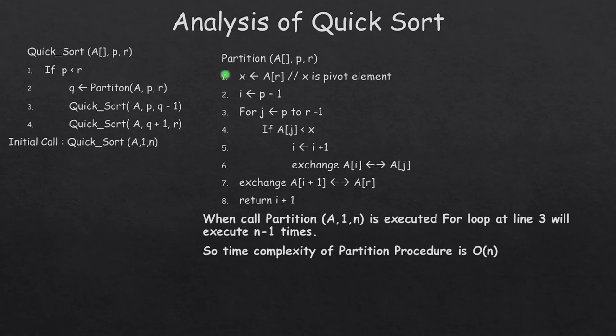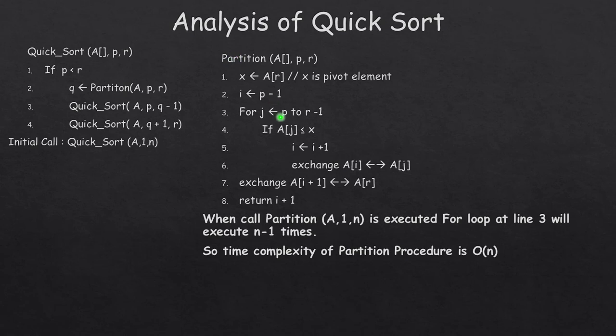So the partition procedure is an 8-step algorithm. The third step is a for loop which iterates from p to r minus 1. We already discussed that the initial call of quicksort is quicksort(A, 1, n). So at that time the p value will be 1 and the r value will be n. Just imagine I am applying quicksort on n elements, what will be the complexity of the partition procedure?